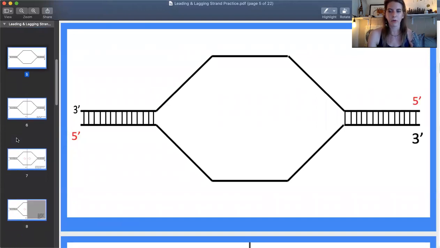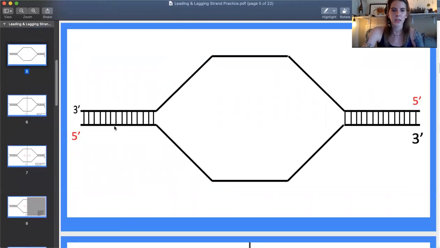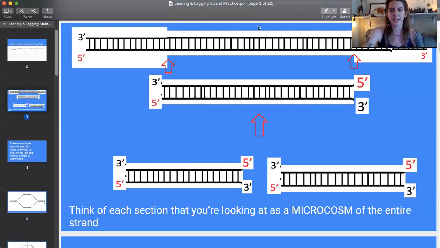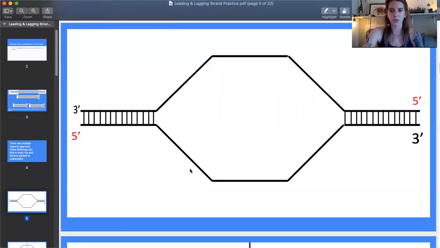So this was the diagram that we were actually given in the exercise. And so essentially this picture is the same as this one, except it just has that replication bubble being shown. So we are given this 3' and 5', and then 5' and 3' over here.